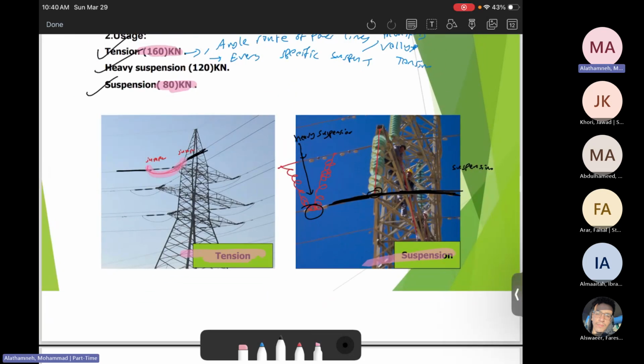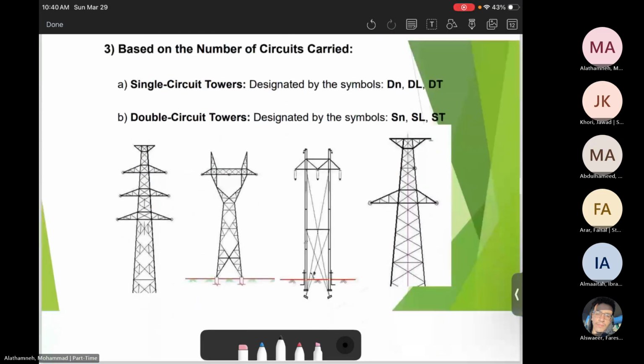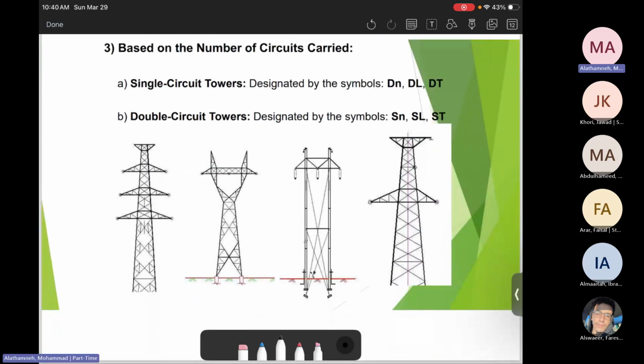Okay, now we are done with the heavy suspension. Let's keep going based on the number of circuits carried. So we have single circuit towers and double circuit towers. What do I mean by single circuit and double circuit? The single circuit is denoted by S, while the double circuit is denoted by D. So S from single, D from double.